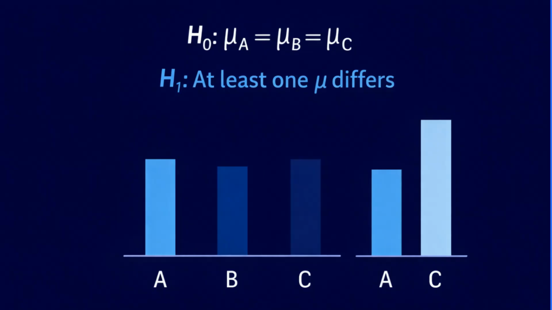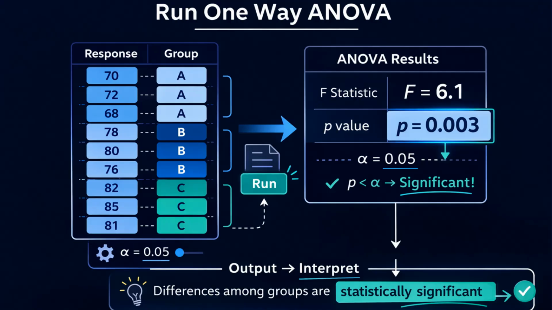We write the hypotheses. The null hypothesis states that the population mean exam scores are equal for methods A, B, and C. The alternative hypothesis states that at least one of the population mean exam scores differs. We enter the response data and group labels into the software, choose a significance level such as 0.05, and run one-way ANOVA. Suppose the ANOVA table reports an F statistic of 6.1 and a p-value of 0.003.